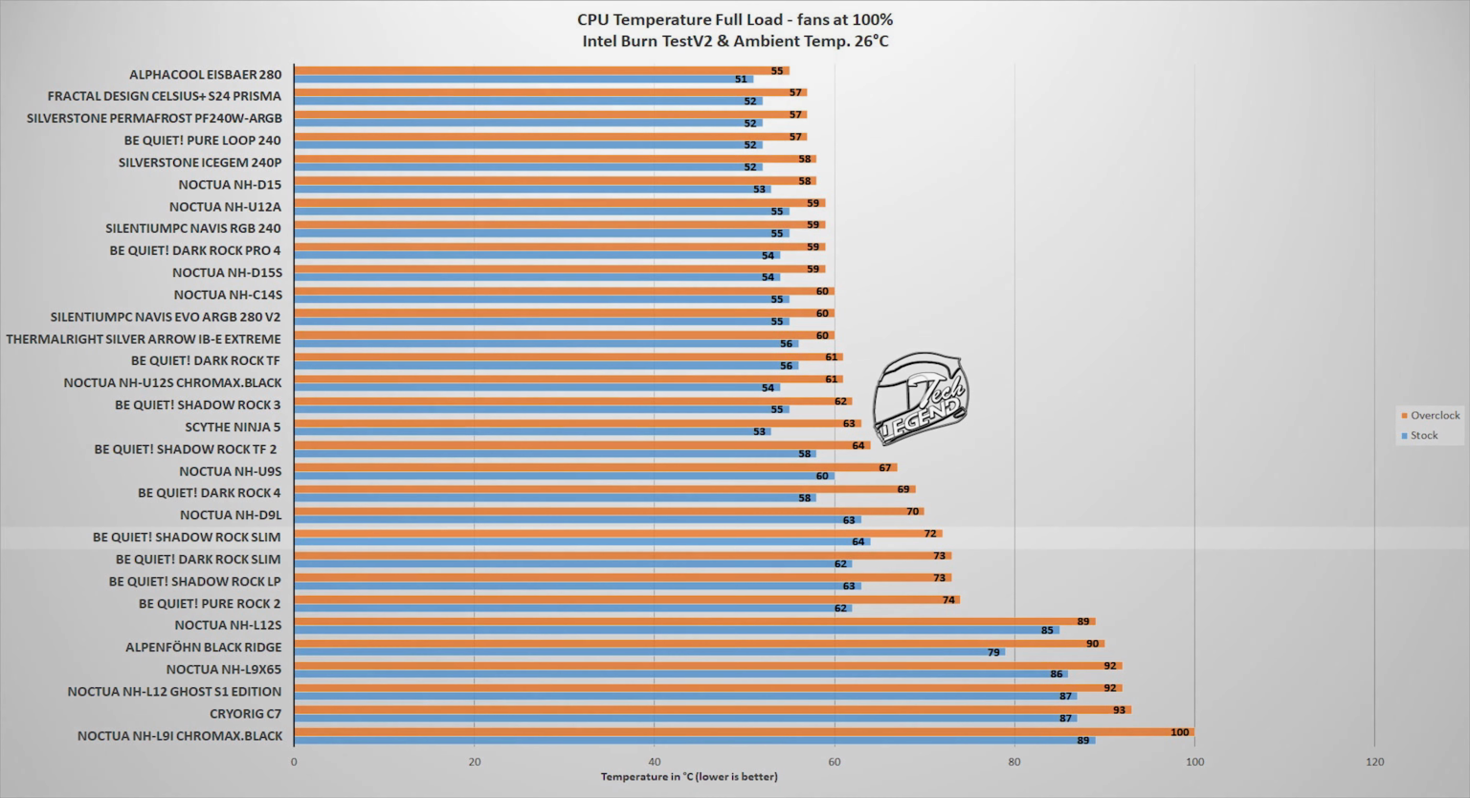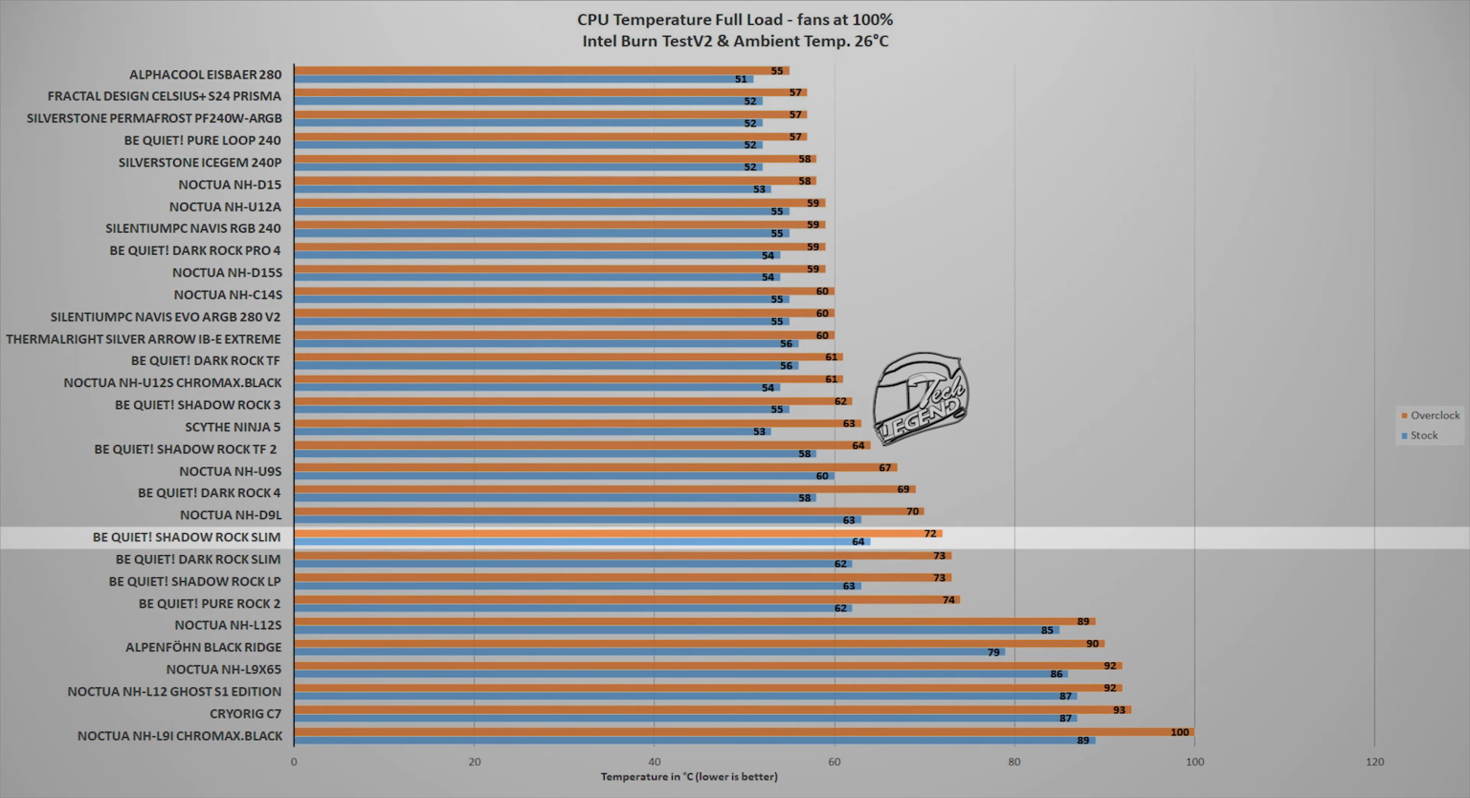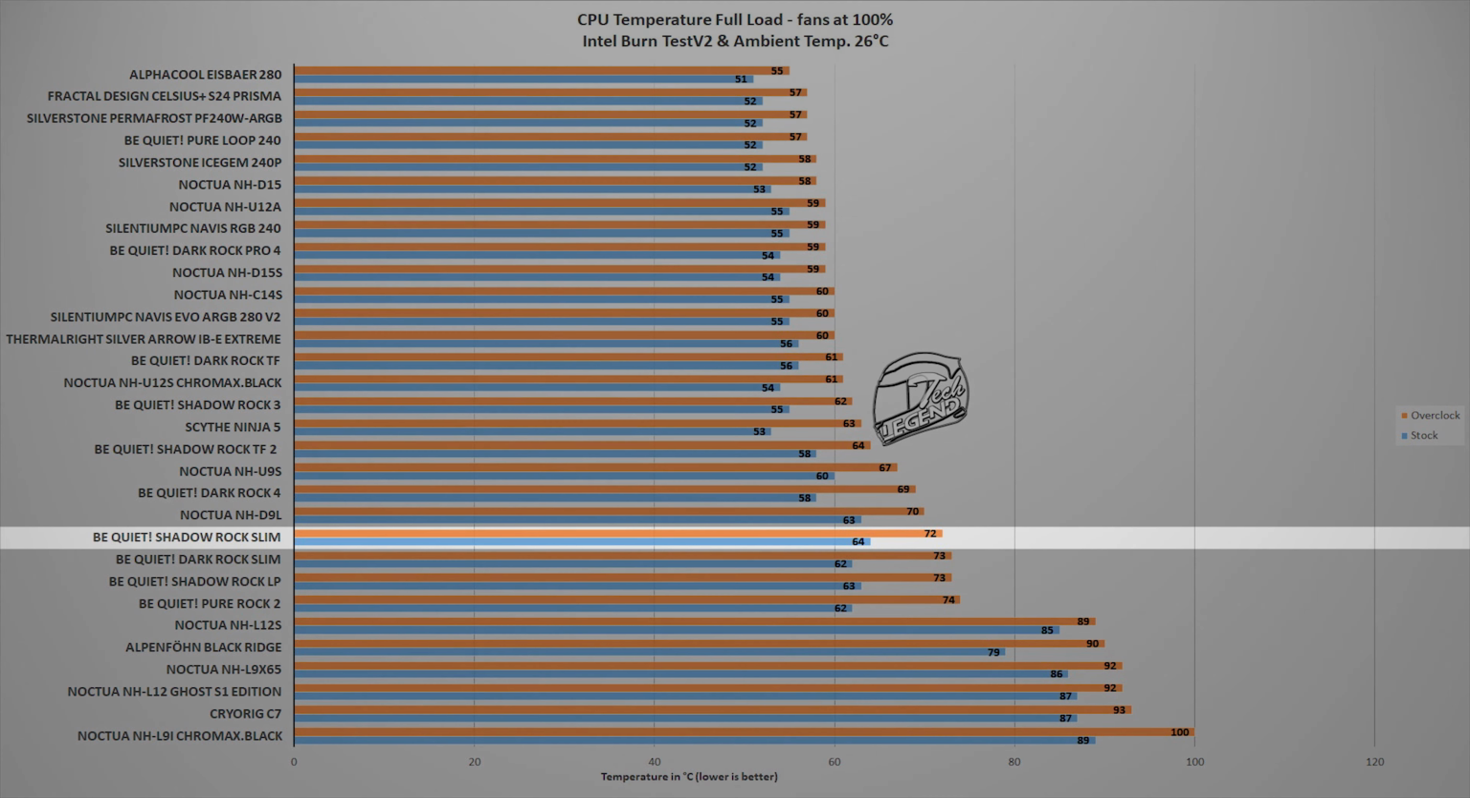The first test uses the Intel Burntest V2 benchmark, a synthetic benchmark which places a load on the CPU which is similar with what you might get when playing a modern video game. And in this test, the Be Quiet Shadow Rock Slim reached a maximum temperature of 72 degrees Celsius, with an ambiental temperature held steady at 26 degrees Celsius.